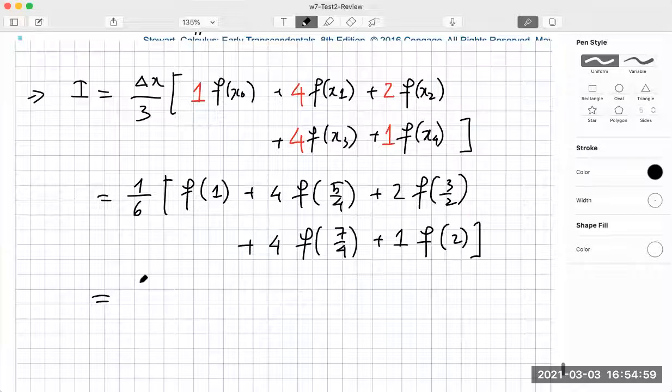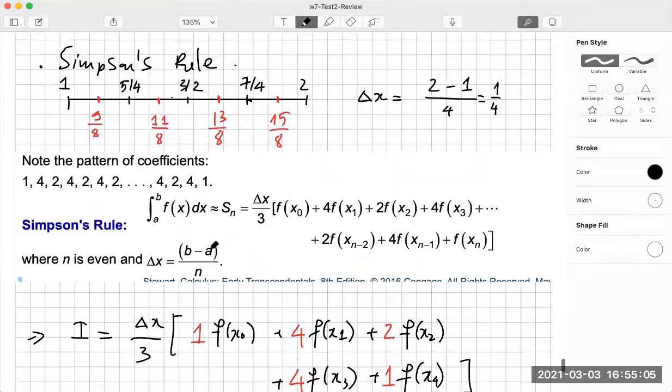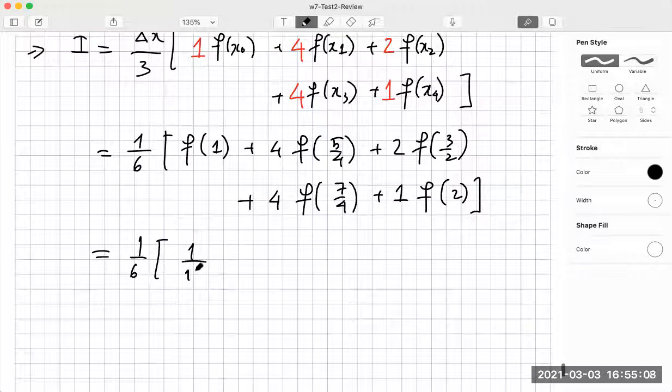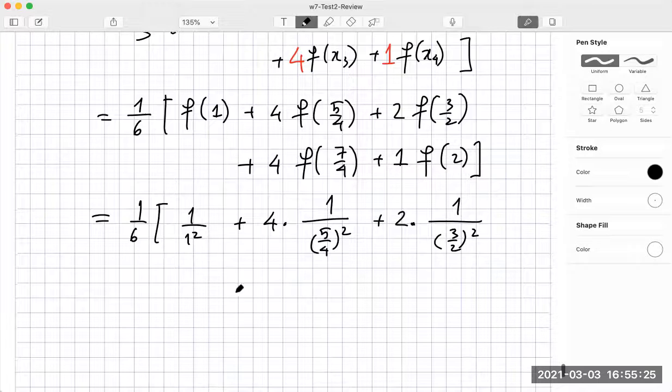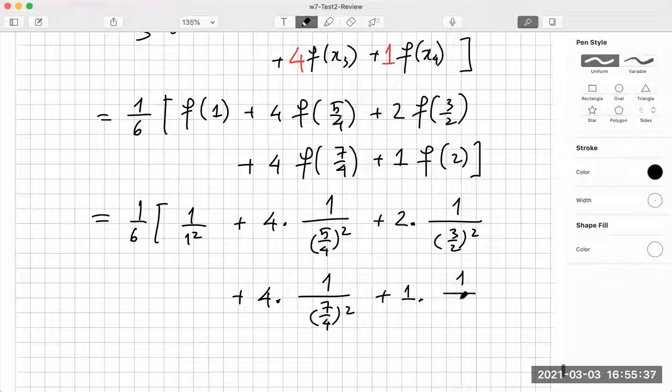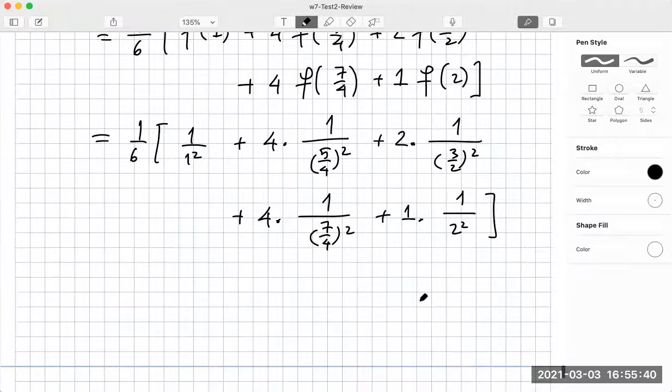Okay, it is 1/6. F is 1 over x squared, so f of 1 is 1 over 1 squared, plus 4 times 1 over (5/4) squared, plus 2 times 1 over (3/2) squared, plus 4 times 1 over (7/4) squared, plus 1 times 1 over 2 squared. Okay, simplify it.